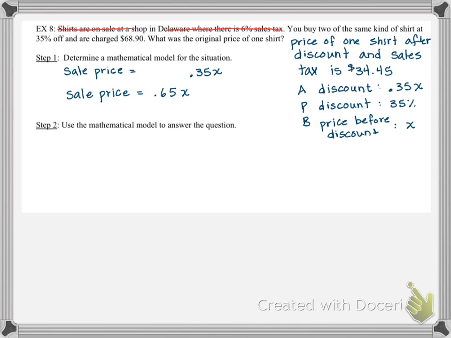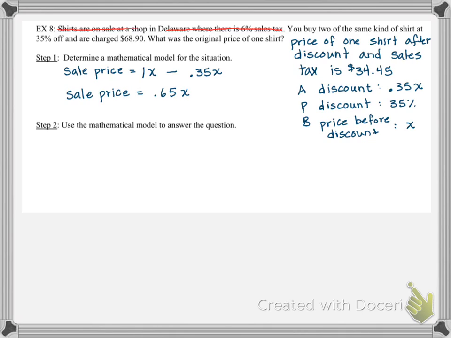If doing that in your head isn't super clear, you can also think of it as, to find my sale price, I start with my original price, which is X, and then I subtract my discount. So X minus 0.35X, and you'll notice that 1X minus 0.35X also gives you 0.65X. So either way you want to set it up is fine, whichever makes the most sense to you.